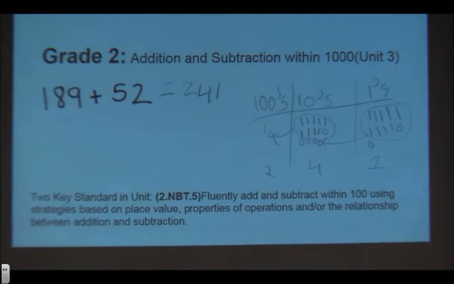Then I look at my tens and do the same thing with the hundreds, and you take 10 tens and put them in the hundreds. Then you just look at the leftover numbers that aren't circled, and your answer would be 241, as Jason said.